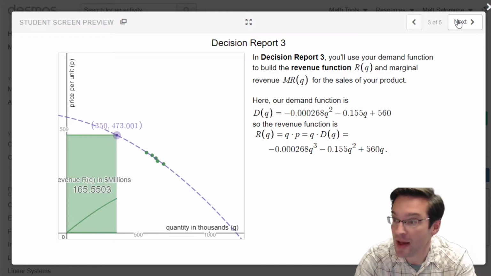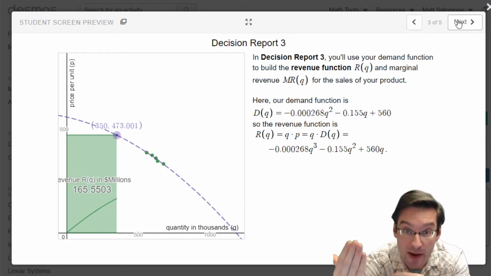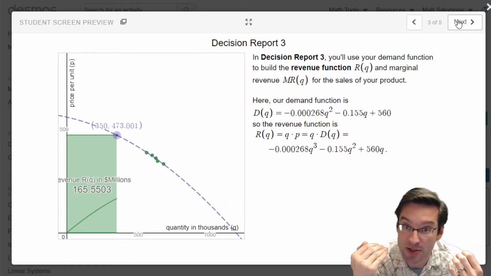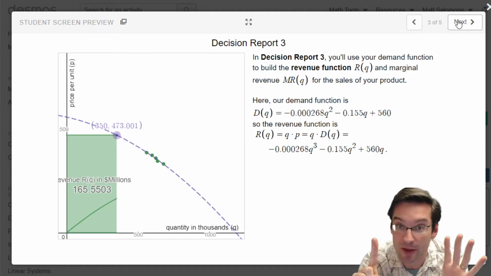And then once you have that quadratic model for your demand data, you can figure out your sales revenue. The sales revenue is nothing more than the product of price times quantity. How much money do I make from sales? Well, I make exactly as much as the unit price of a single sale multiplied by the total number of sales at that unit price.